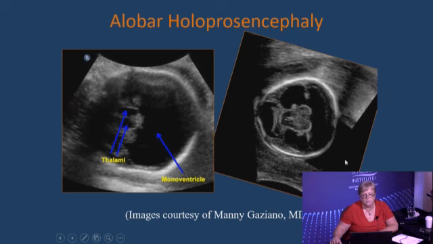Look at the head shape, too. Look at how round that is. Remember we were talking about just looking at the shape of the head? That may be your first clue that something is going on with the brain structurally inside, is just by looking at the shape.